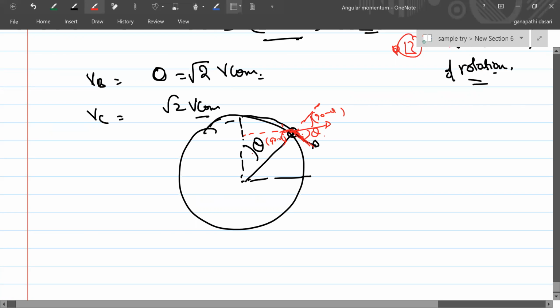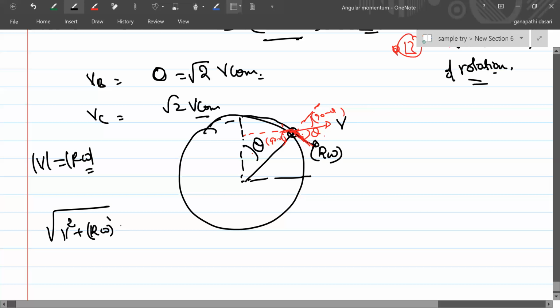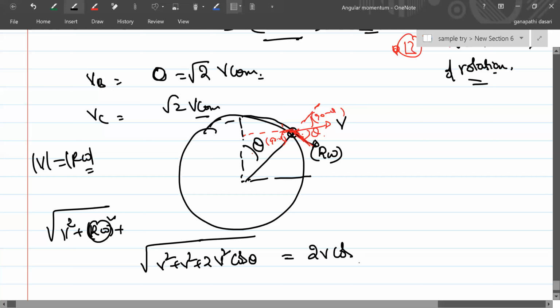Now, this has the translational velocity of the center of mass, and this has r omega, right? In magnitude, V is equal to r omega. Now, what is the resultant velocity at that point? Root over V square plus r omega whole square plus 2 V times r omega cos of theta, the angle between them. Since r omega can be written as V, it is root over V square plus V square plus 2 V square cos theta, which is 2V cos theta by 2, the resultant velocity of a particle at the given point.